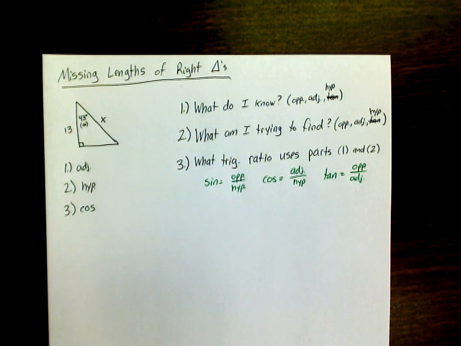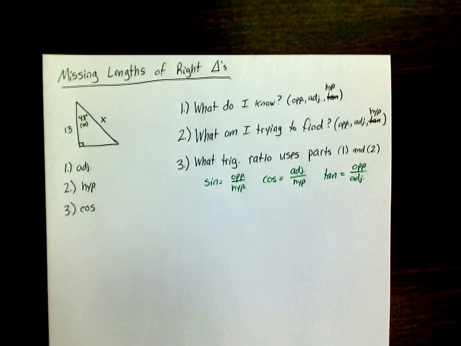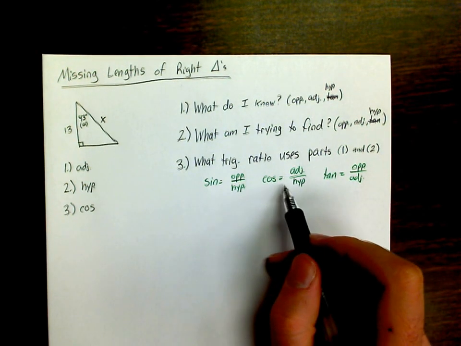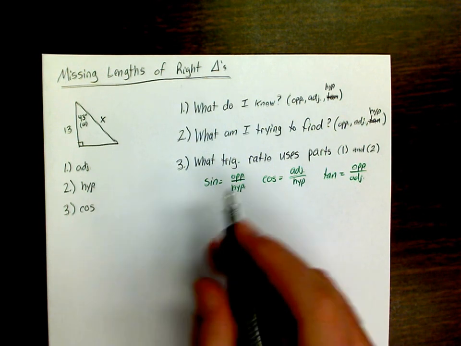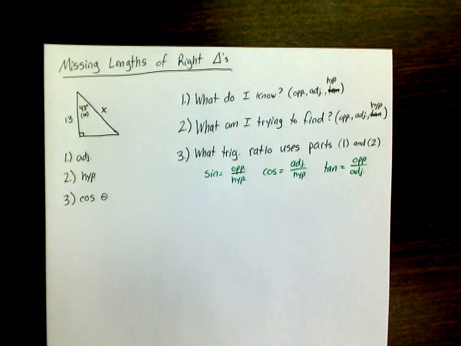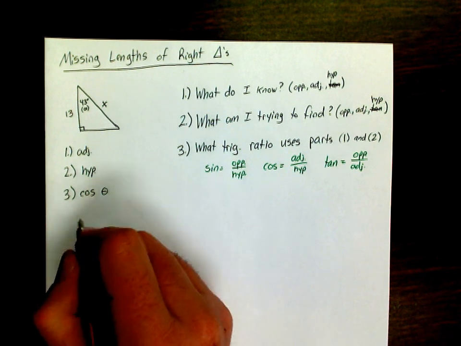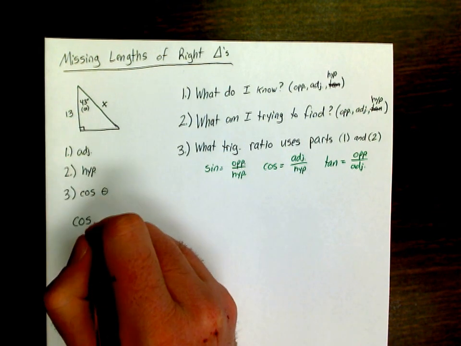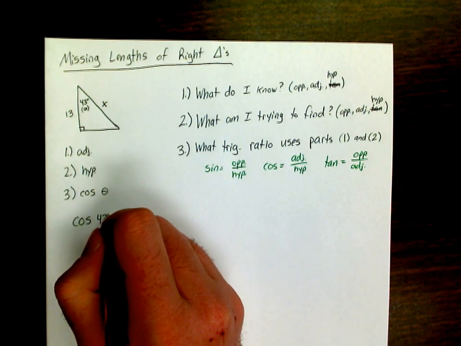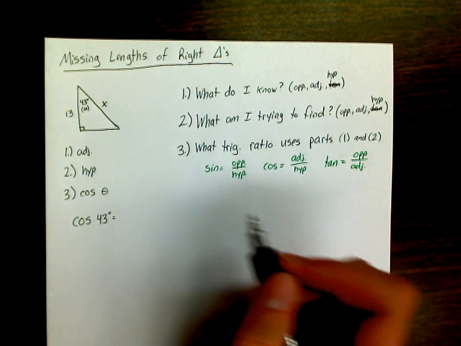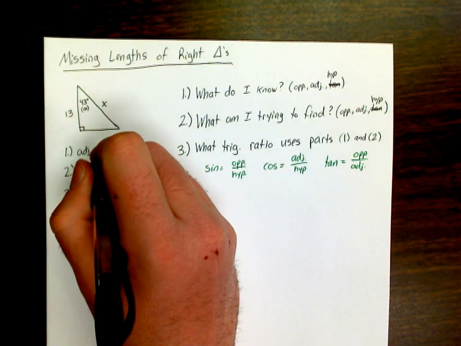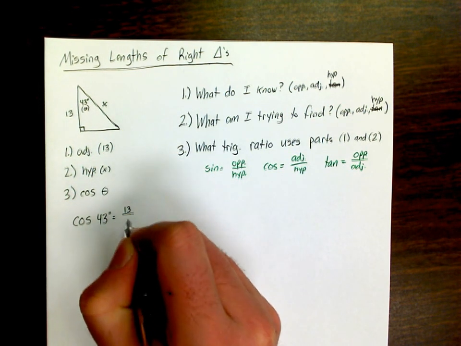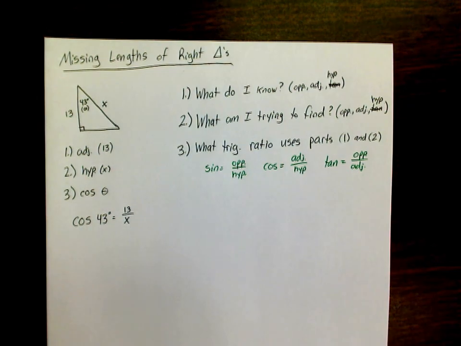Now, this is just kind of a setup. Now I know how to approach this problem. So what I want to do is set up this trig ratio, and I got lazy. I should have put theta on here to remind me I got to use theta. Now instead of theta, they gave us an actual number. So the cosine of 43 degrees is equal to the adjacent side, which is what I know, 13 over x, which is the hypotenuse, that I don't know.